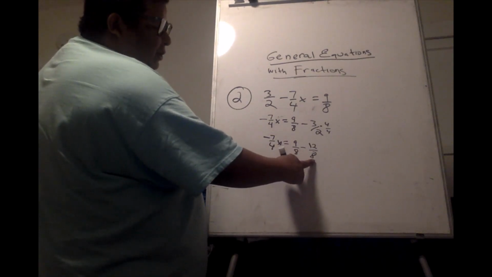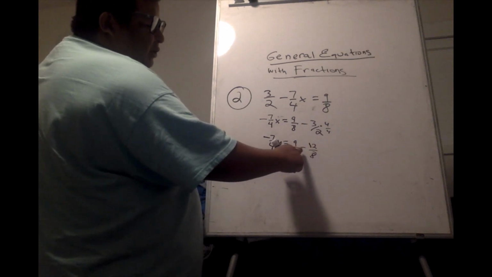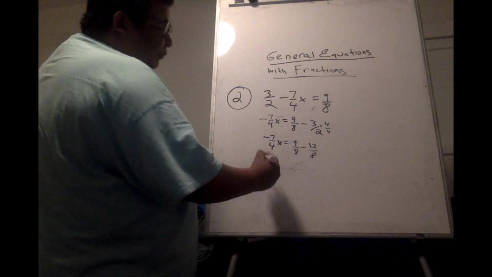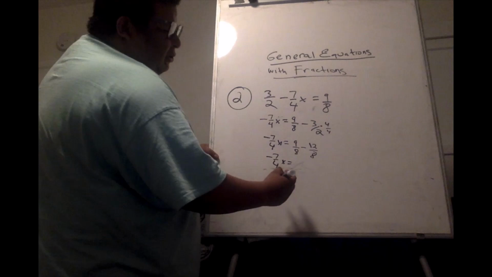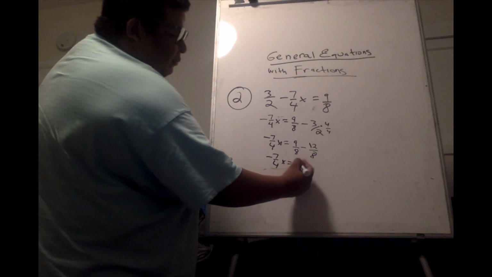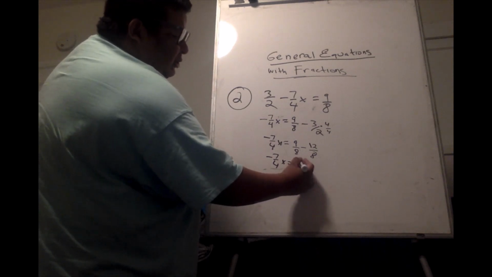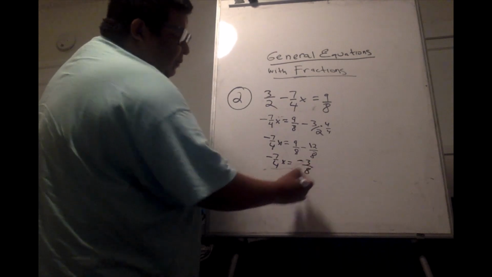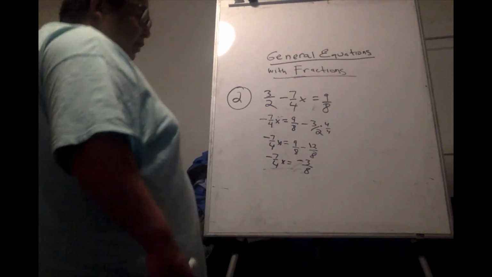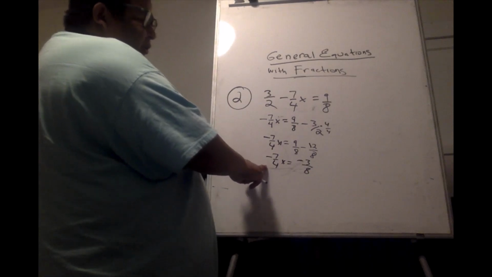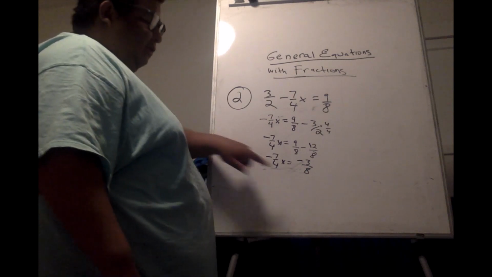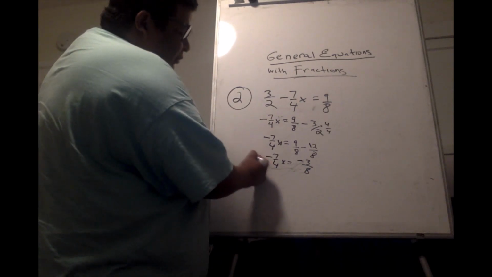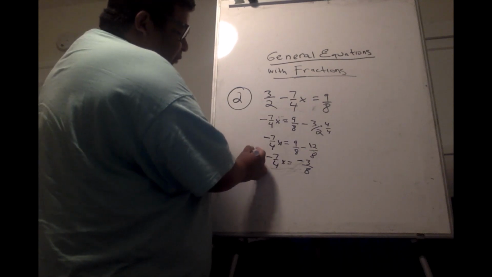Now we do have a common denominator, so we can just subtract them. So negative 7 over 4 x equals 9 minus 12 is what? Negative 3 over 8. Right here, what we can do to get rid of this negative 7 over 4 on the left side, so we can leave x by itself, is multiply by the reciprocal. We're going to multiply by negative 4 over 7.